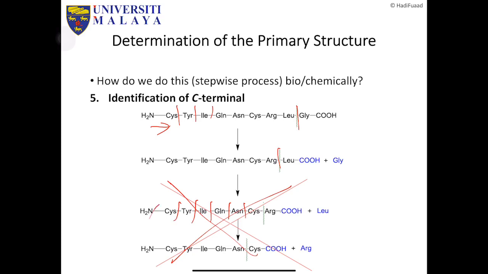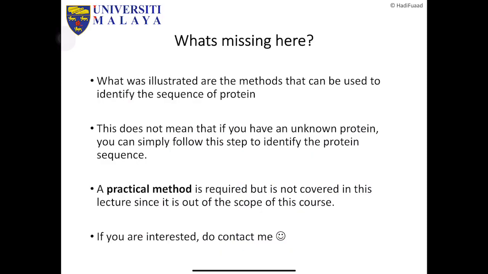And also because you have arginine here, remember, if you use the enzyme, it will stop there. So now you only know you have a glycine and leucine, but then again, you don't know which one is the first amino acid. Okay, so what's missing here?